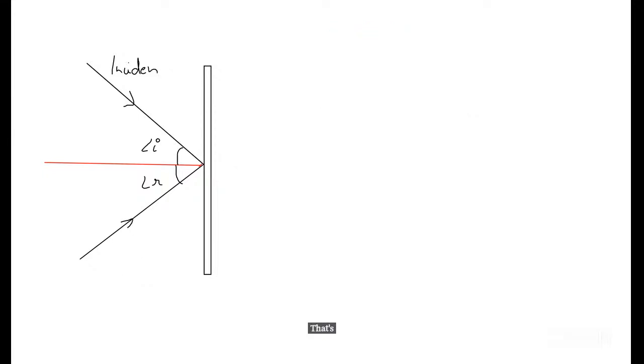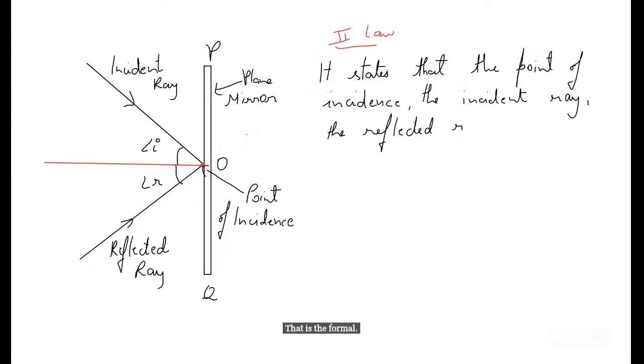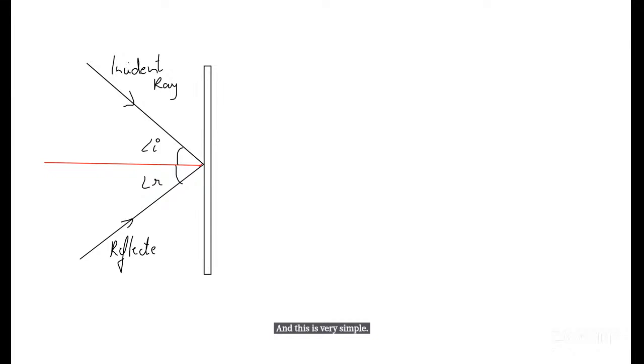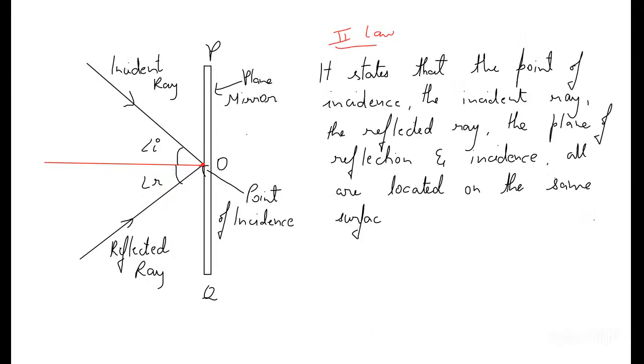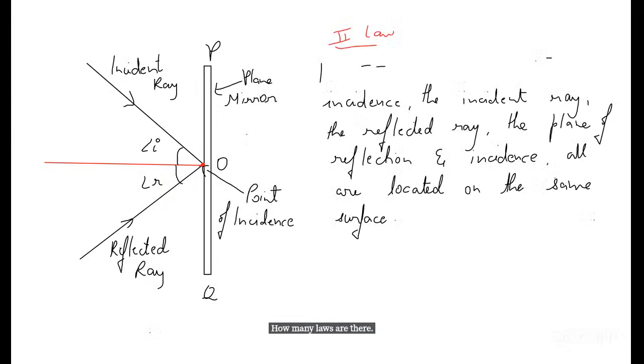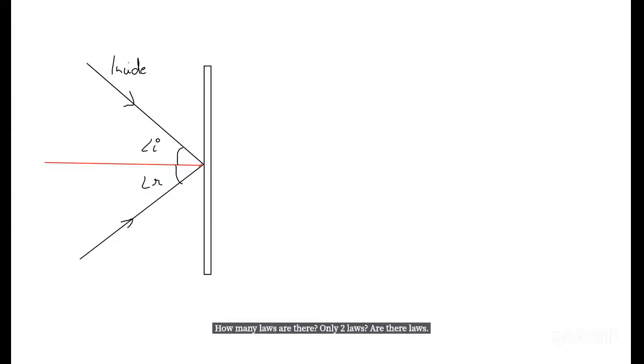That is the formula, and this is very simple. Really simple. How many laws are there? Only two laws are there. Second, we have done the laws. We will see the formula.